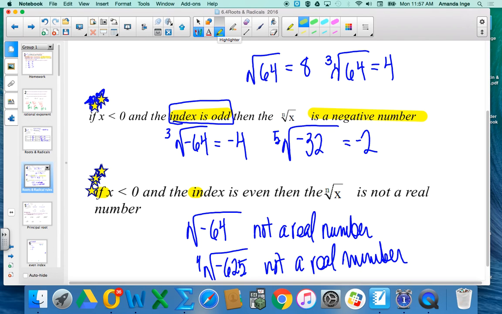So here I have the cube root. That index is odd. Negative 64, so the answer is negative 4, because negative 4 times negative 4 times negative 4 is equal to negative 64. Here I have the fifth root of negative 32, and the answer is negative 2. That's because negative 2 times negative 2 times negative 2 times negative 2 times negative 2 is equal to negative 32.